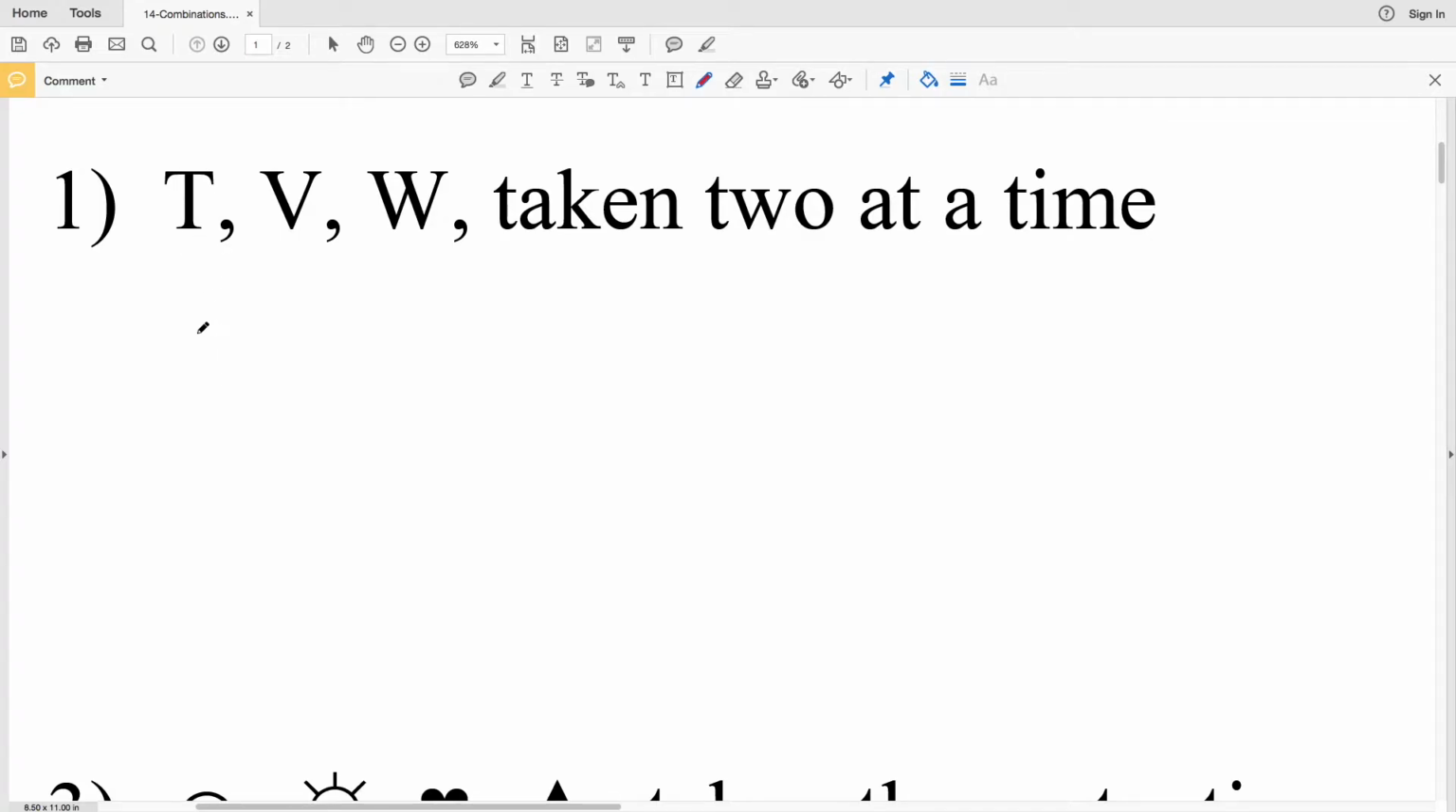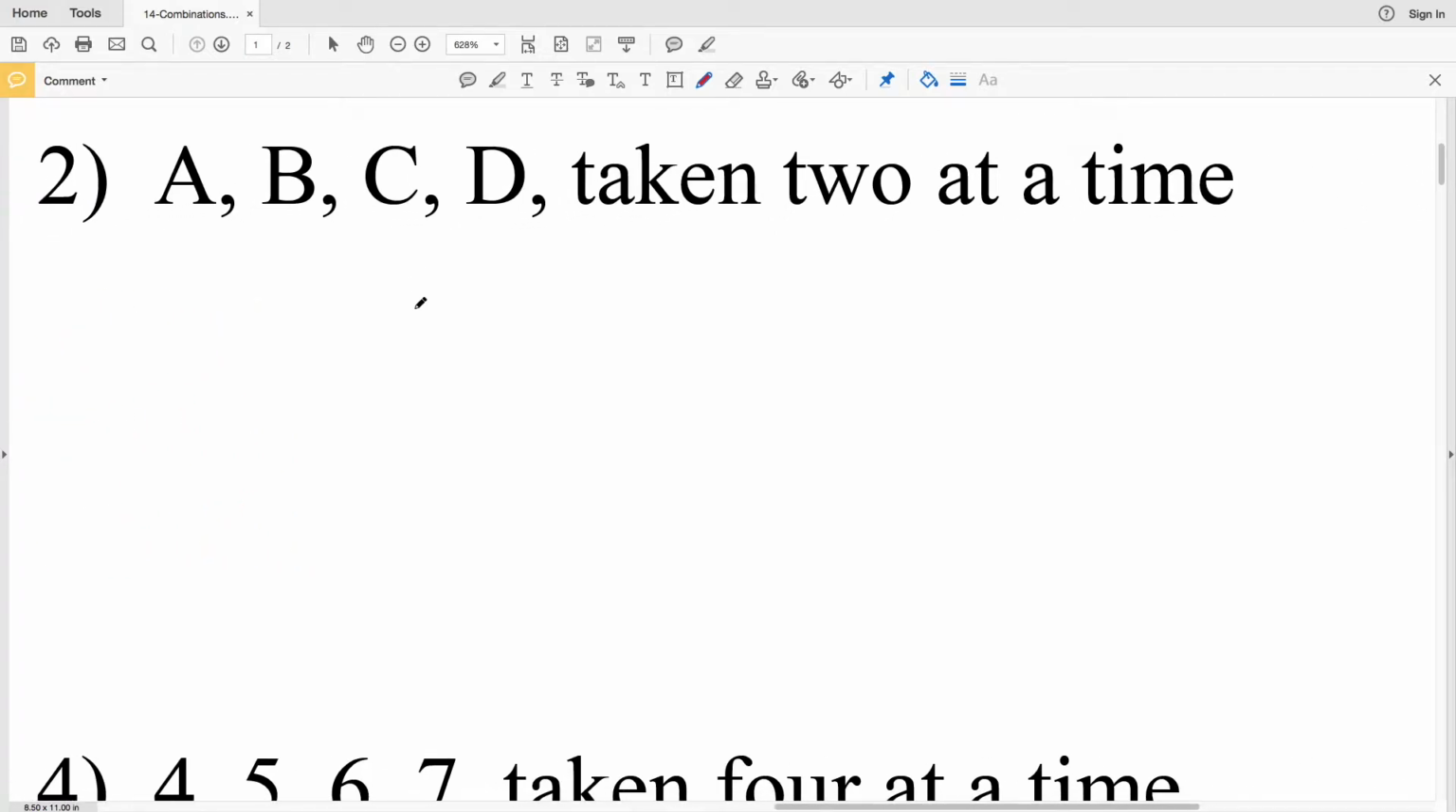So the first combination, T, V. The only letter that hasn't been with T yet is W. So then we'll take T, W. So T has been with both V and W. However, V has not yet been with W. So then we'll take V, W. So T with V, T with W, and then V, W. Those are our possible combinations in number 1.